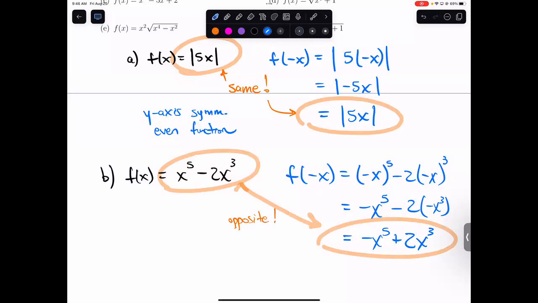Which means that this is origin symmetric, which means that it's an odd function. Okay.